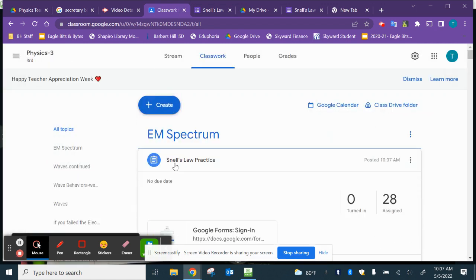Snell's Law Practice is a Google form. I want you to be working through these so that when you're doing it and you get an error, I can fix it. The only way I can show you what's going on is if you actually do it. I cannot help you if you're not doing it. So please make sure you are doing it so I can help you.